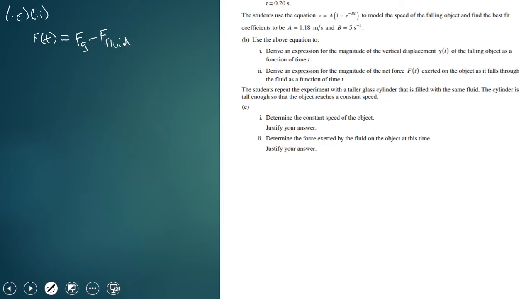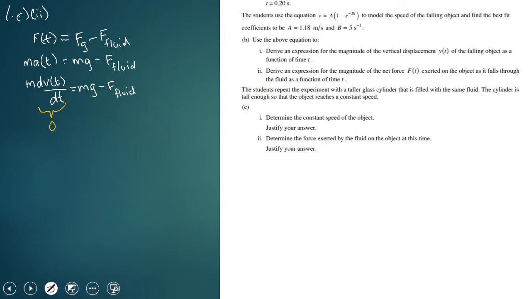And so what do we know about F at t? Well, using the definition that we did earlier, this is m times a at t, and I'm going to write this as mg minus the force of the fluid, and this is also m times dv over dt, which is equal to mg minus the force of the fluid, right?